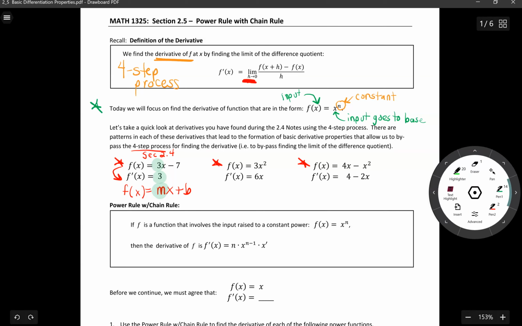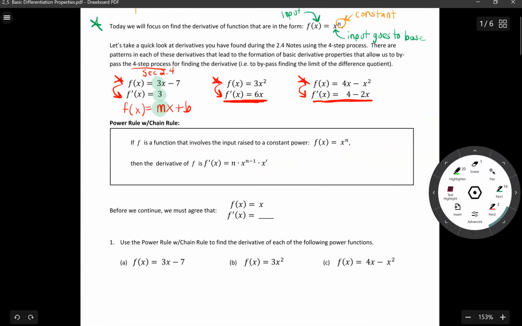Then we did the 4-step process for some quadratic functions. Those we did need that 4-step process. And we got a new rule, this derivative rule that calculated the slope of the tangent line for any x input I put into that rule. So we're going to get these exact same derivatives today without doing the 4-step process. This is what we're going to use. We're going to use this power rule.